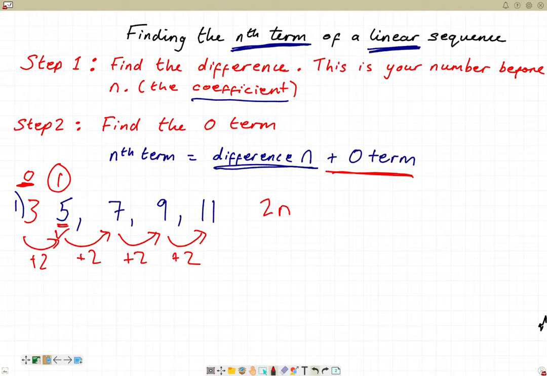So the last part of my nth term will be 2n plus 3. Two things I want you to notice. The difference was positive, so the number before n is positive 2. And then the zero term was also positive. That's why it's plus 3. Okay, so let's try another one.